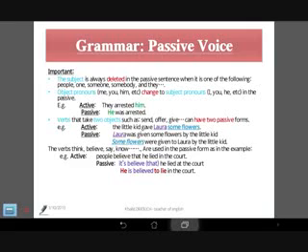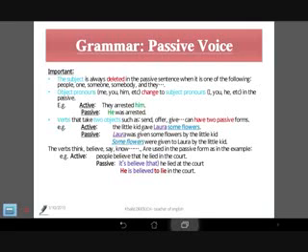Second important point, when we have an object pronoun like me, you, him, they change to subject pronouns like I, you, he in the passive form. Let's check an example together. In the active form we have, they arrested him. Him is an object pronoun. When we move it, it changes to he in the passive sentence and we get he was arrested.